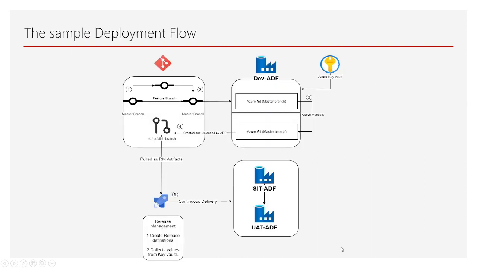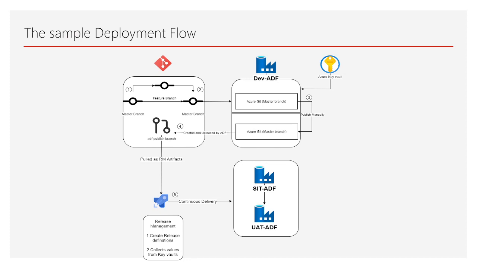Now let's look into the architecture I am talking about. There will be three environments: one is your dev, one is your SIT, one is your UAT ADF. Now, this will be my master branch, my collaboration branch. The first step will be, suppose I am creating one feature branch. Suppose there is a feature where I want to copy all the things from one folder to another folder in the blob storage. To implement that feature, I have created one feature branch.